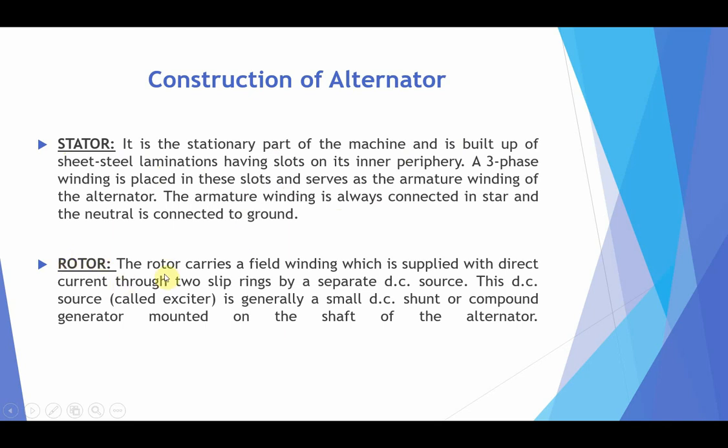Now, what is the rotor? How is it made in alternators? The rotor carries a field winding which is supplied with DC through two slip rings by a separate DC source. The DC source called exciter is generally a small DC shunt or compound generator mounted on the shaft of the alternator. The rotor also contains a winding which is supplied with the DC source, which we call the exciter. It is a small DC shunt or compound generator mounted on the shaft of the alternator.